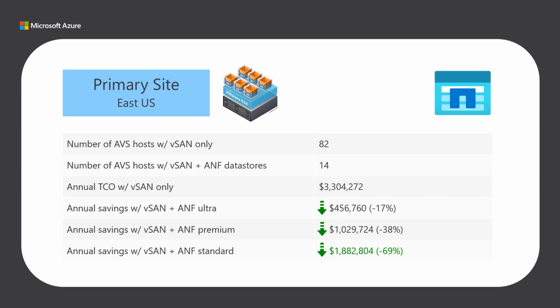So with this updated information, the savings are even better than we initially thought. Based on the RV Tools data, we can see that 82 AVS hosts would be required if they chose to migrate to AVS with vSAN only. And by introducing ANF data stores, we can bring that host count down to only 14, with an annual savings of nearly $2 million. Phoebe, what do you think? Wow, that is awesome. I think they are going to be pleasantly surprised.